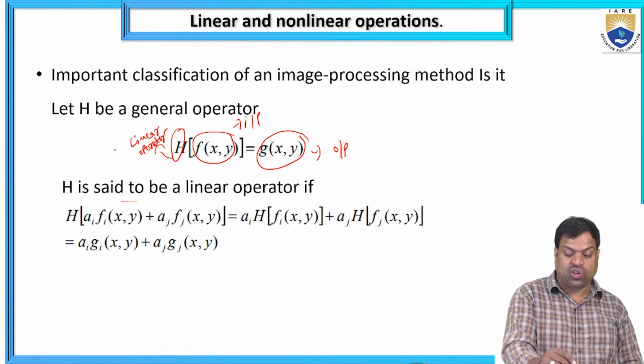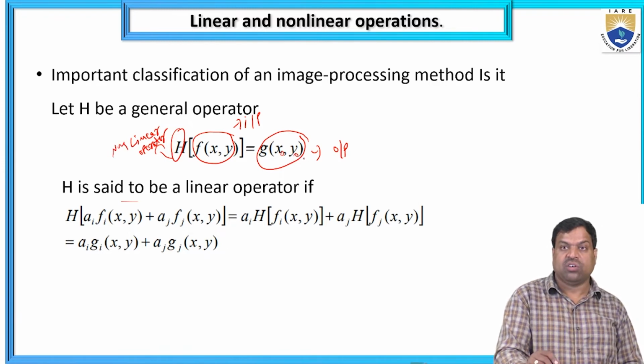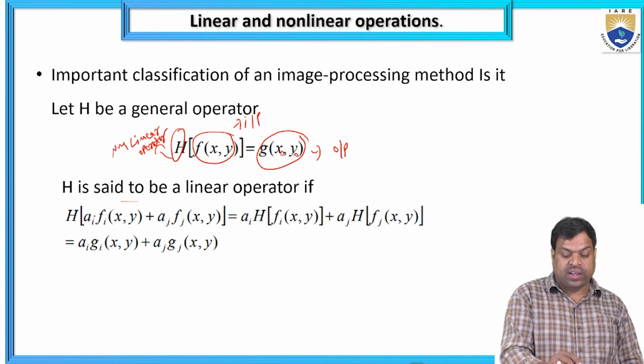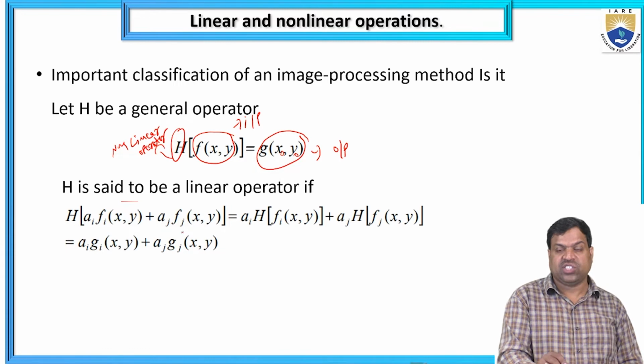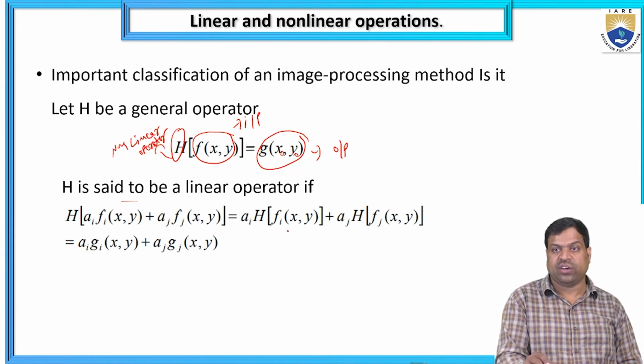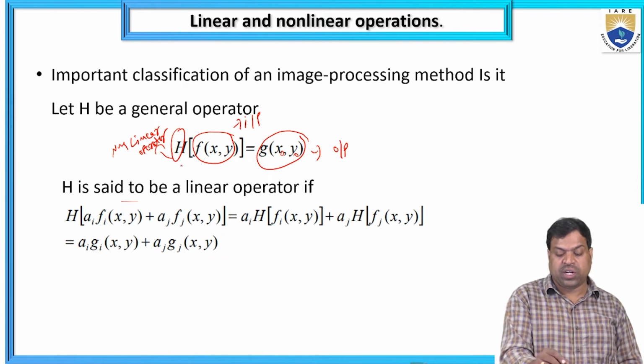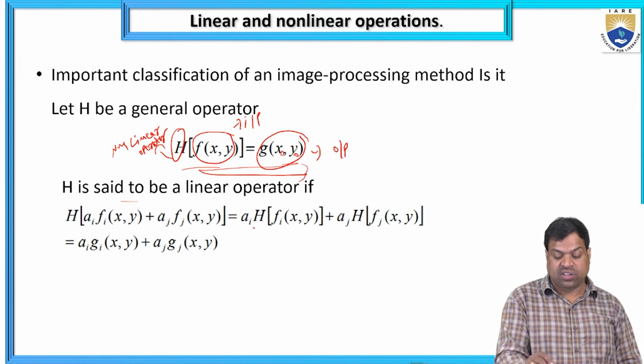Suppose H is non-linear. For example, I am taking non-linear. What will happen? Capital H of ai into fi of x comma y plus aj into fj of x comma y is equal to ai into H of fi of x comma y plus aj into H of fj of x comma y, which is equal to ai into gi of x comma y plus aj into gj of x comma y. Okay, we are multiplying each other with input and output. That is a linear operator.